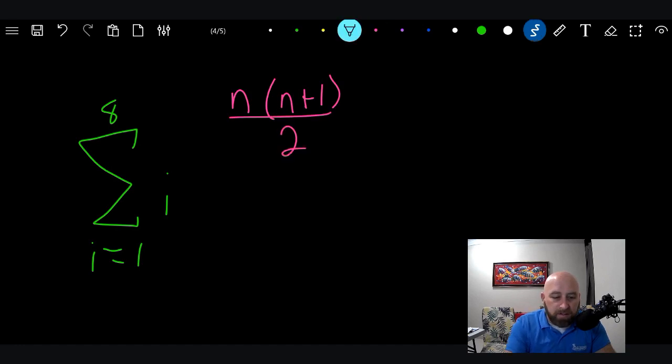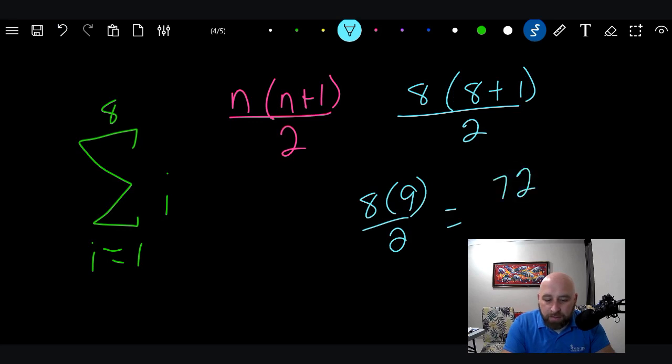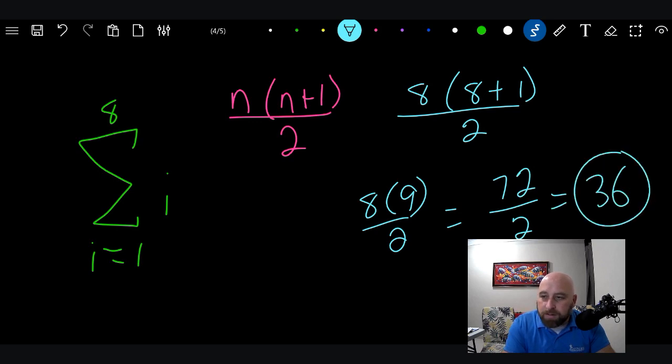So let's plug into it. 8 times (8 plus 1) divided by 2. Do inside the parentheses first. So we're going to have 8 times 9 divided by 2. Okay. 8 times 9 is 72, divided by 2. 72 divided by 2 equals 36. So there's your answer, 36.